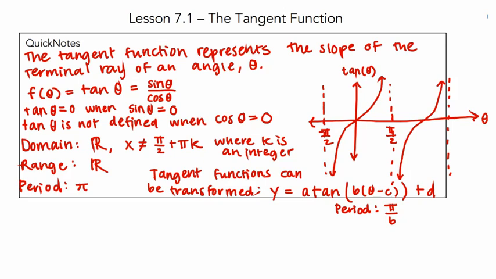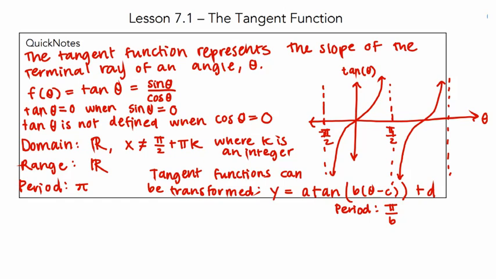All right, the tangent function represents the slope of the terminal ray of an angle, theta. f(theta) = tangent theta is equal to sine theta over cosine theta. That is the definition of tangent. It's the sine of the angle divided by the cosine of the angle.